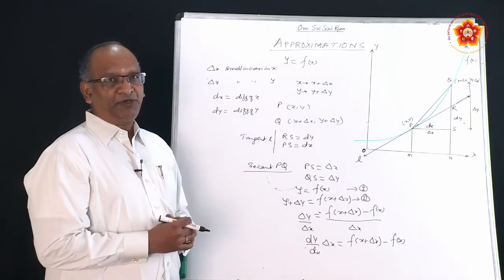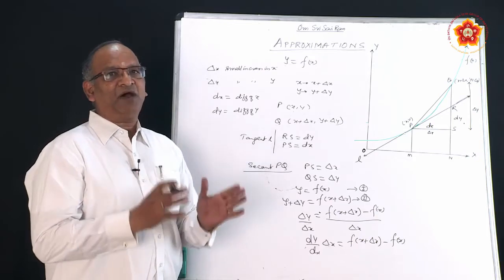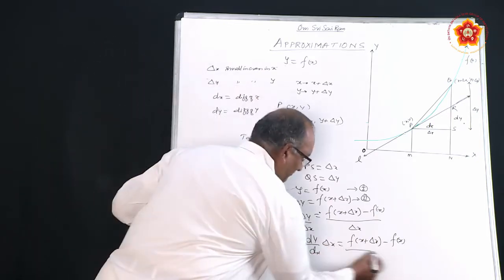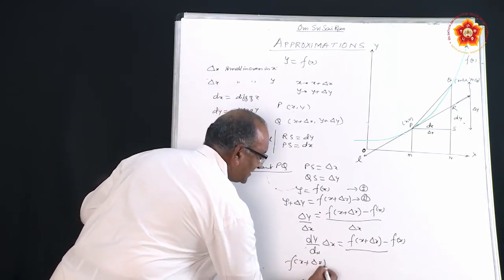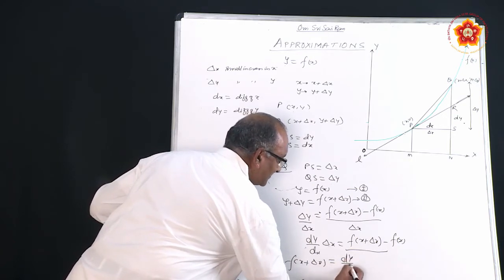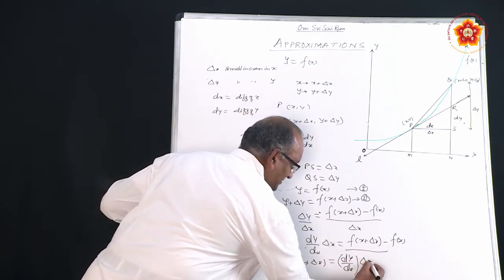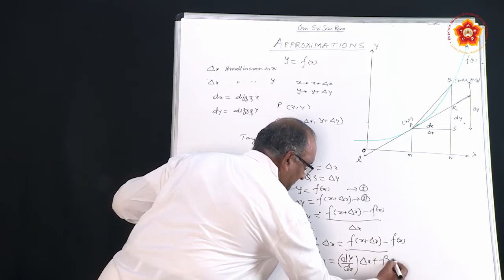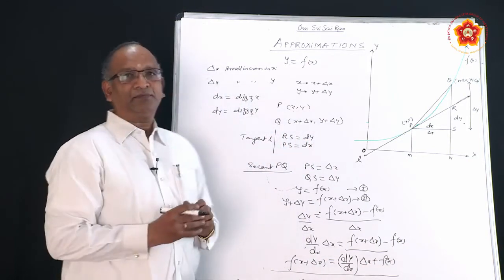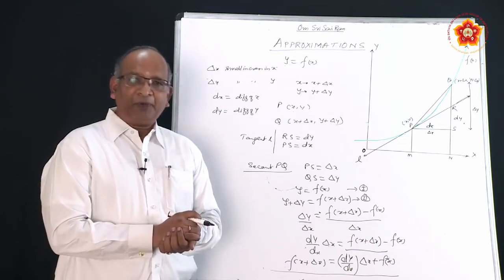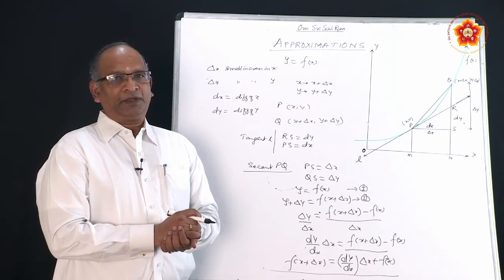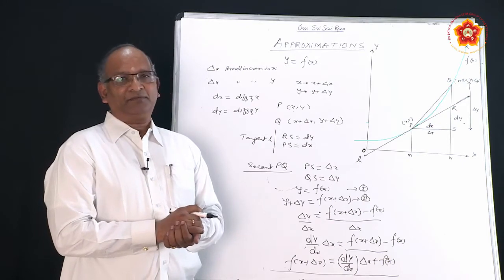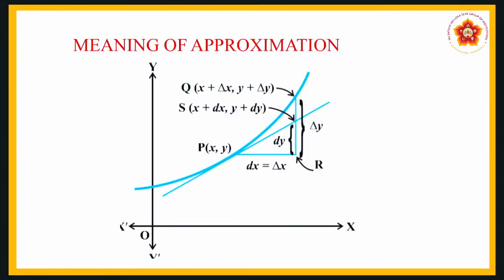What is the formula which you are going to get? You are going to get a formula for f of x plus delta x. So what will be the formula for f of x plus delta x? f of x plus delta x is equal to dy by dx into delta x plus f of x. Just by using this formula, we will be able to find out the approximate values of various functions. In order to understand this concept further, let us solve some problems. Let us go to the first problem of the exercise.